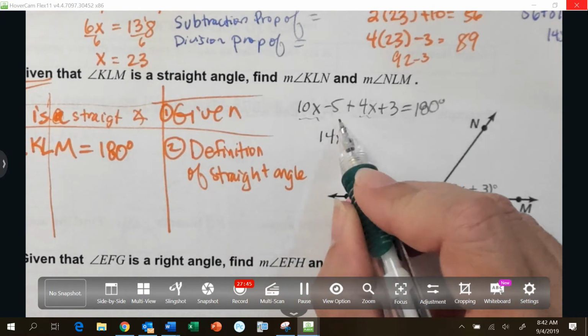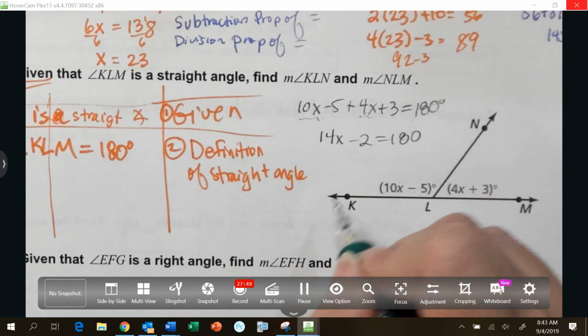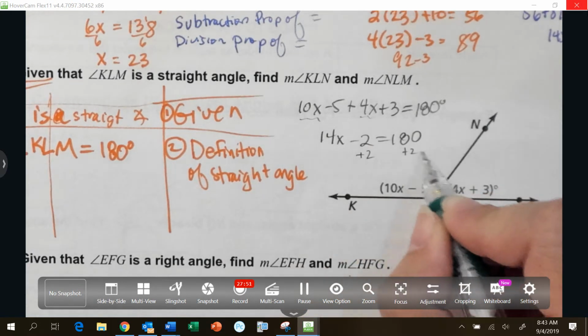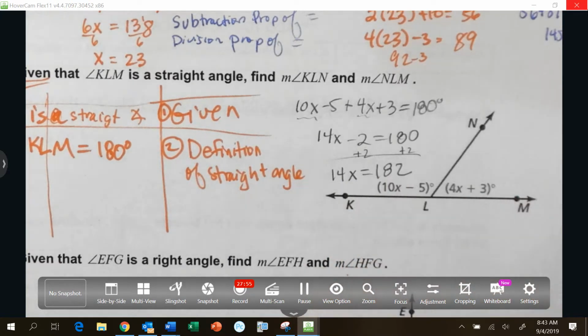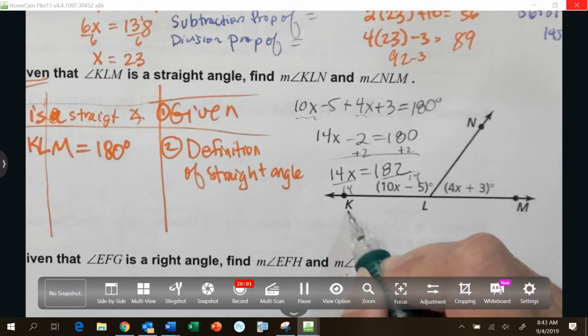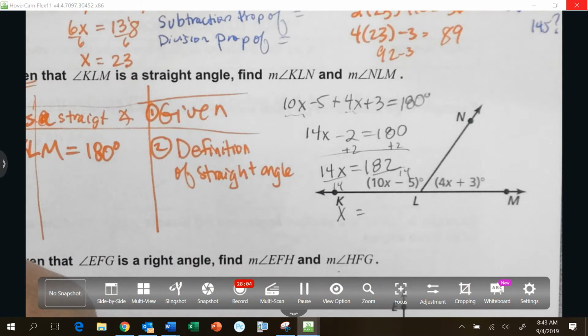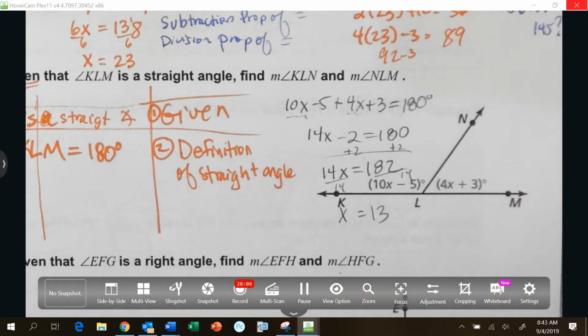So 14x minus 2 equals 180. So that's simplified. We're going to add 2 to both sides. 14x equals 182. That is addition property of equality. Divide by 14. And somebody already did this, right? 13. Trust in you. Okay. So we got 13.